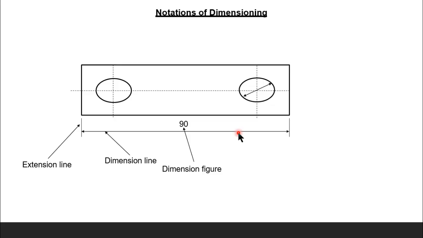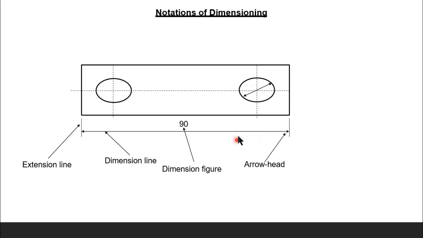This dimension line is always parallel to the line which we want to show the dimension, or you can say it should be perpendicular to the extension line. Okay, that is the dimension line. After the dimension line, at almost the middle or center or on the top of this dimension line, we will write the dimension figure. This dimension figure shows the quantity of measurement. That means this line is having 90 mm. So that is the dimension figure. These are the main elements.